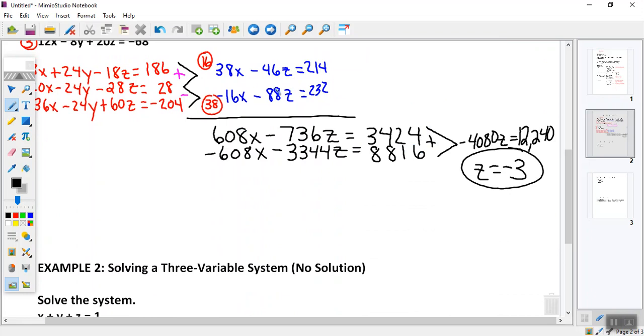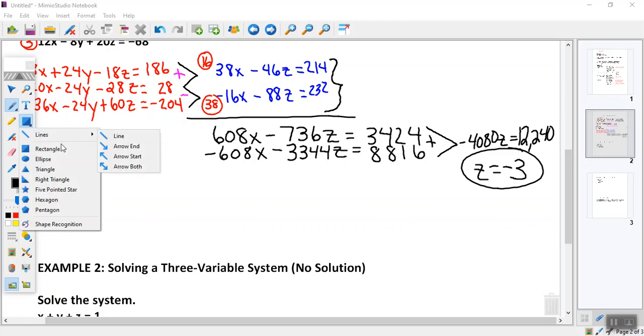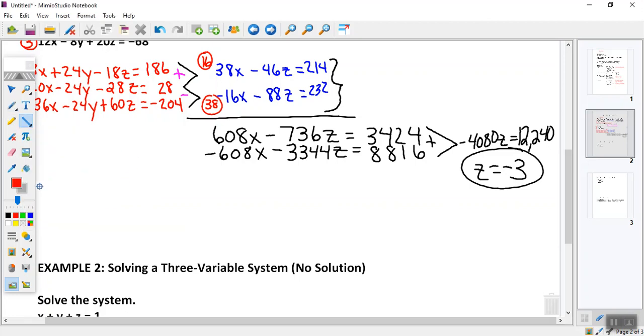So you're going to come back up to here, and you're going to say, all right, I need to come back into here, and we need to plug z in. Now, do you guys want to work with this first equation or second equation? Okay, we're going to work with this first one right up here that says 38x minus 46z. We know that z is what value now, guys? -3. So I'm going to come down here and start doing some work, okay?